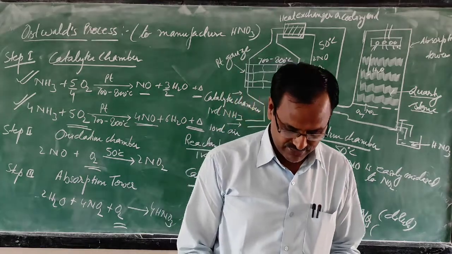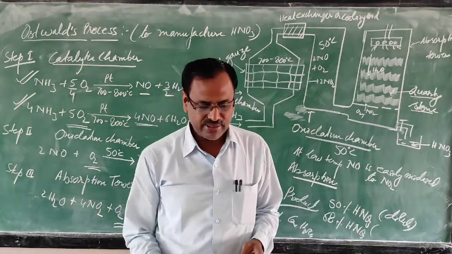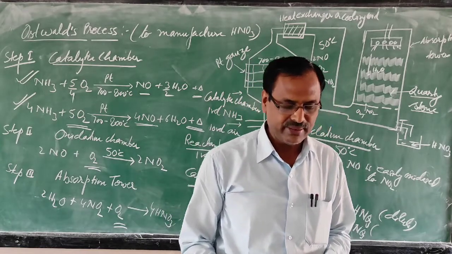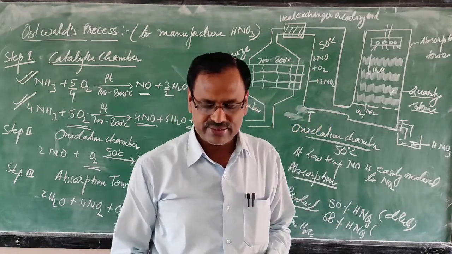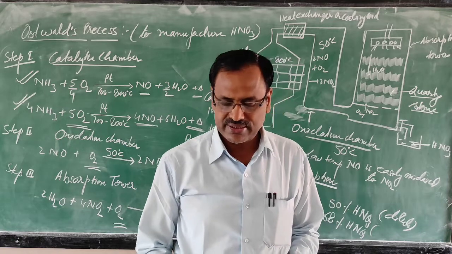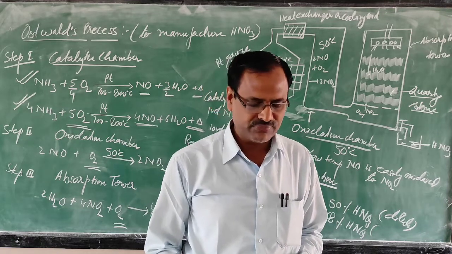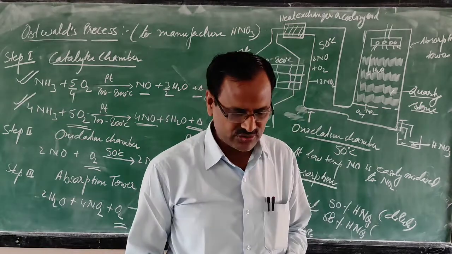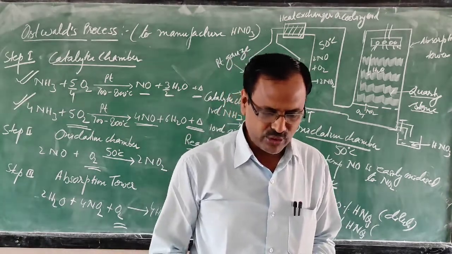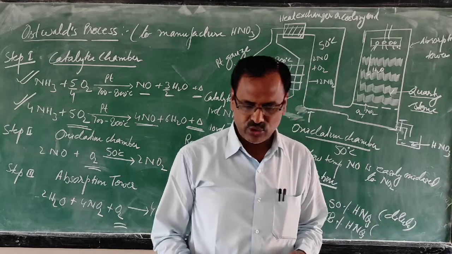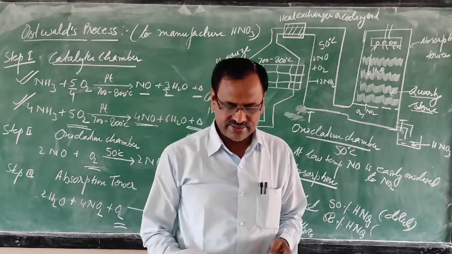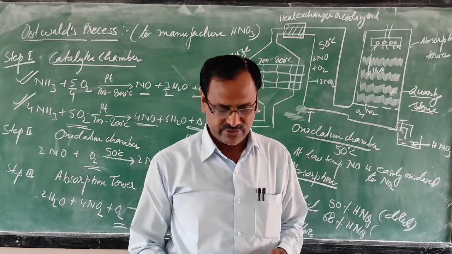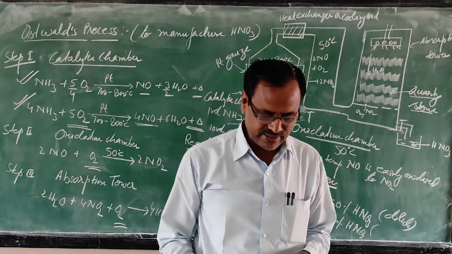Then come to page number 190, where physical properties are given. Color is given: pure acid is colorless, commercial acid is yellowish brown, and it has a suffocating odor. You can study these things yourself. It forms a constant boiling mixture with water at 68%, with a boiling point of 120. Then two points are given.